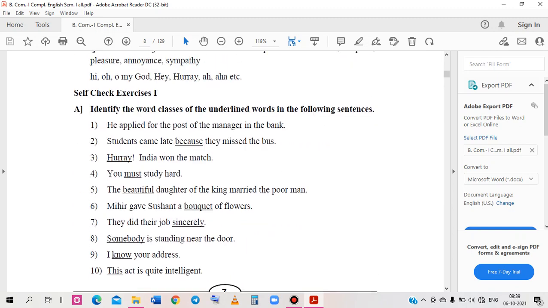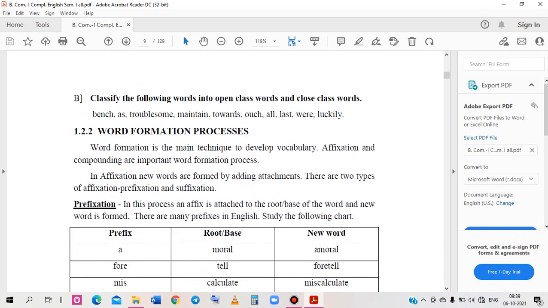Now, this is the exercise. I will tell you what to do, and it is very simple. Identify the word classes of the underlined words in the following sentences. I will post it in our group so that you can solve it.